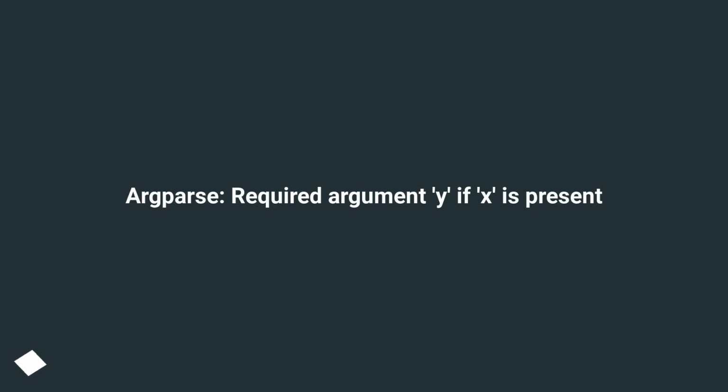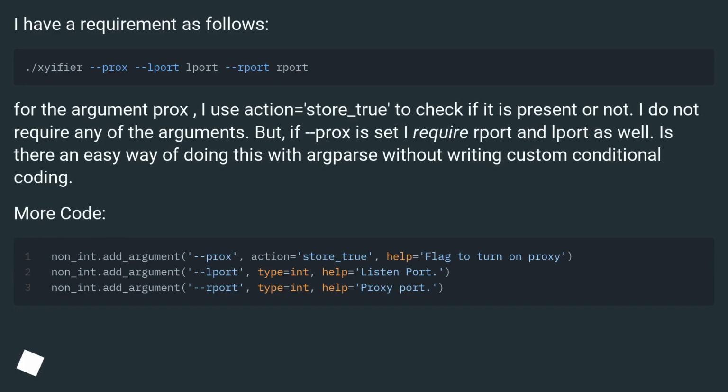Argparse, required argument y if x is present. I have a requirement as follows. For the argument prox, I use action equals store_true to check if it is present or not.